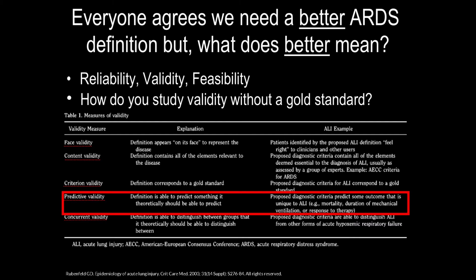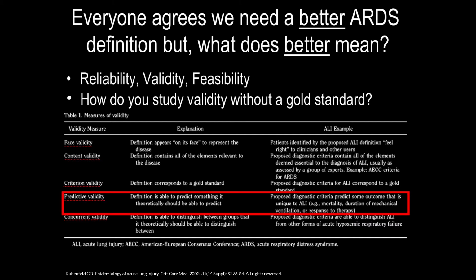And for the Berlin group, we decided that the only way that we had to look at this was predictive validity. So does a definition predict something, or can you use it to predict something, or you can use some rules around prediction? Now, the most important kind of prediction is going to be response to therapy.